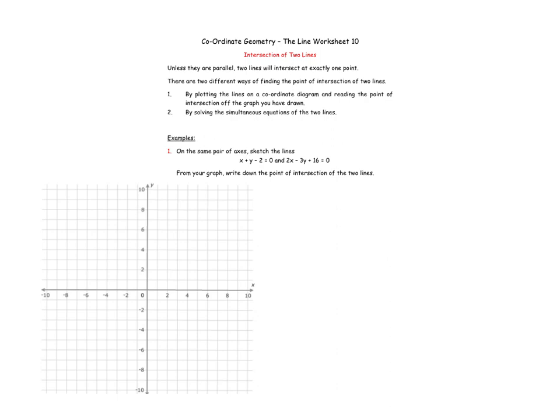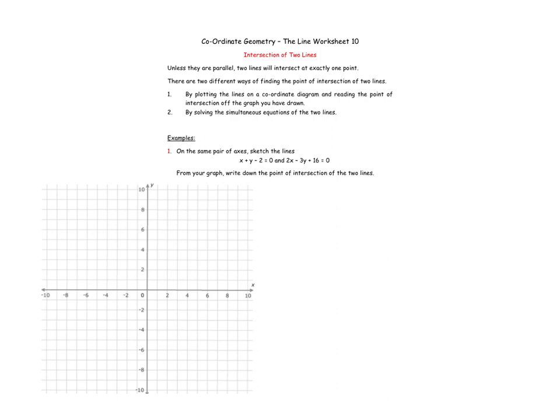And the first example here says, on the same pair of axes, draw the lines x plus y minus 2 is equal to 0 and 2x minus 3y plus 16 is equal to 0. From your graph, then you need to write down the point of intersection of the two lines. So this is the first way we could get the point of intersection. We could also use simultaneous equations, but they've asked us here to draw the lines on the coordinate plane.